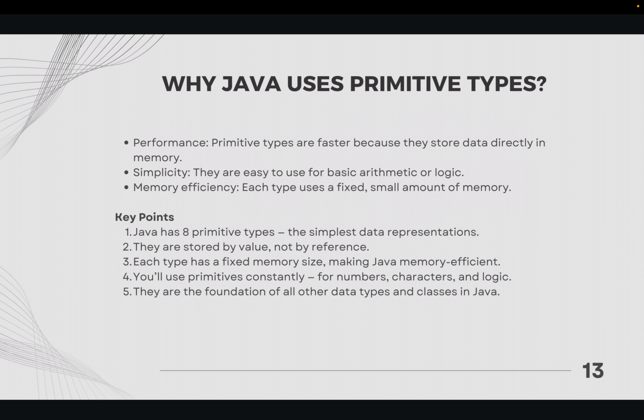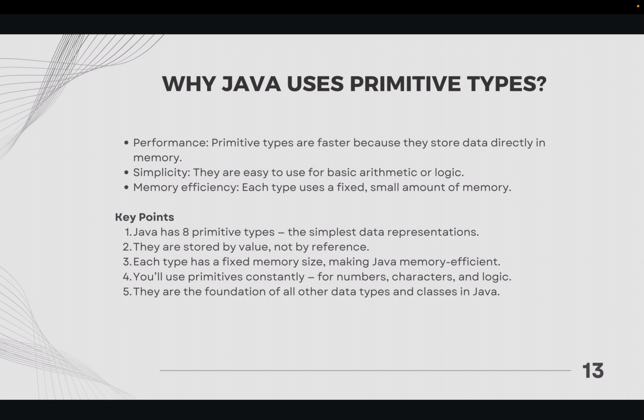So why does Java use primitive types? For performance, primitive types are faster because they store data directly in memory. For simplicity, they are easy to use for basic arithmetic or logic. For memory efficiency as well, each type uses a fixed small amount of memory. For example, int uses 4 bytes, no matter how many times you use it in your code.